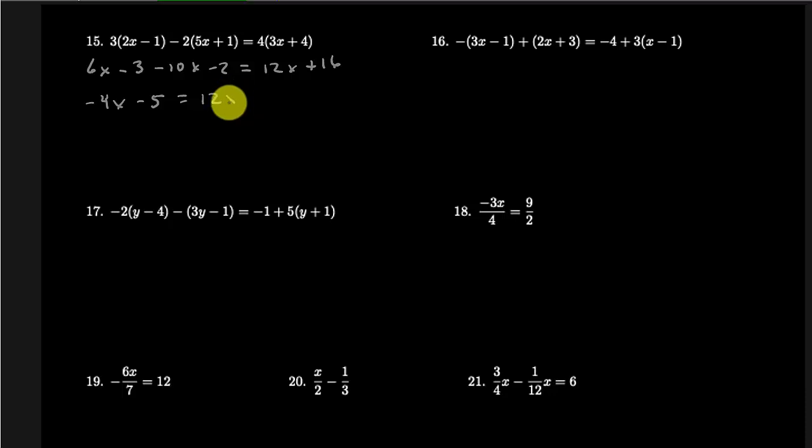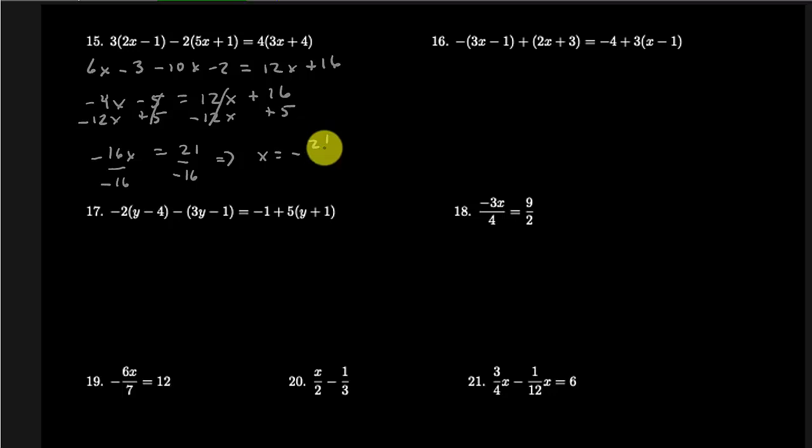is equal to 12x plus 16. All right, so let's subtract 12x to both sides, I guess. Subtract 12x, and so that means we'll add 5 to both sides. And so the 5's cancel, the 12x's cancel, so that's going to be negative 16x equals 21. Divide both sides by negative 16. And that's going to tell me x is equal to negative 21 over 16.